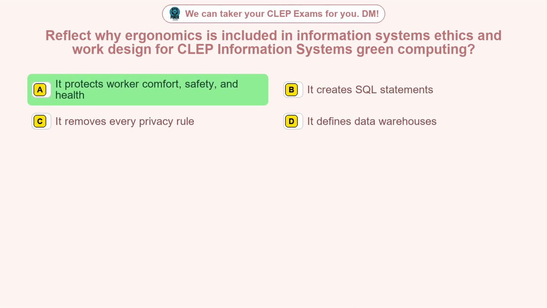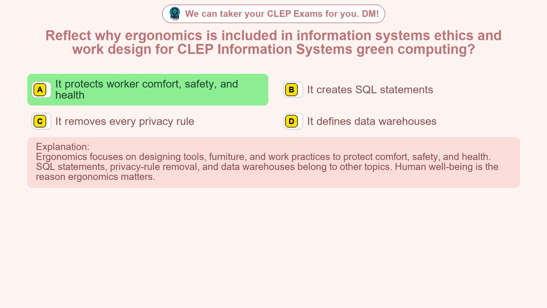The correct answer is option A. It protects worker comfort, safety, and health. Ergonomics focuses on designing tools, furniture, and work practices to protect comfort, safety, and health. SQL statements, privacy rule removal, and data warehouses belong to other topics. Human well-being is the reason ergonomics matters.